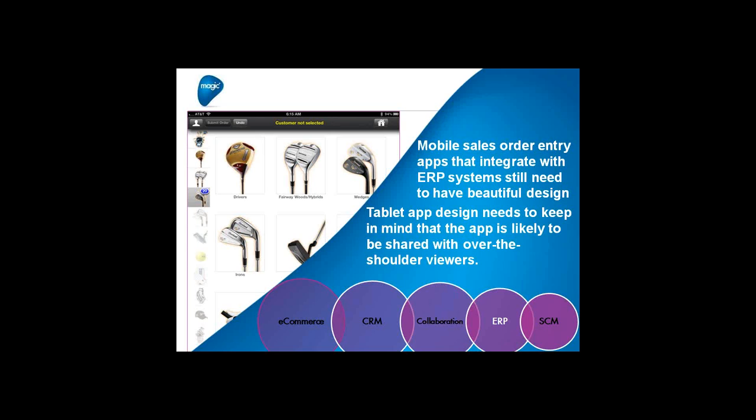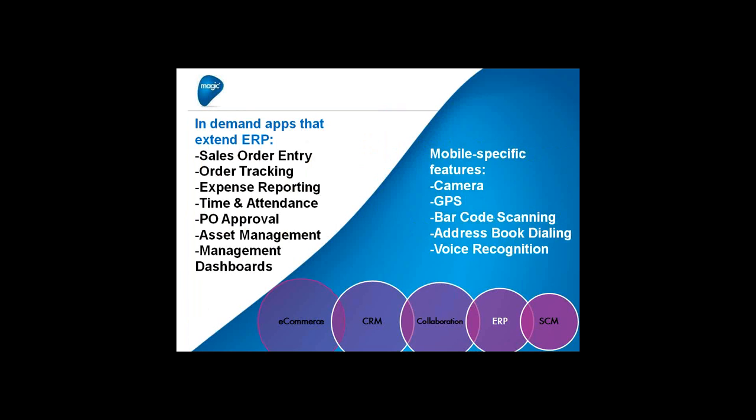Another area, of course, where we see a lot of involvement is the whole area of things like mobile sales order entry apps that are integrated with ERP. So ERP integration is becoming important for mobile apps, and there is a demand for apps that extend sales order entry, order tracking, expense reporting, time and attendance, PO approvals, asset management, management dashboards, all these various areas that sort of extend from ERP but would be nice to have while you're mobile.